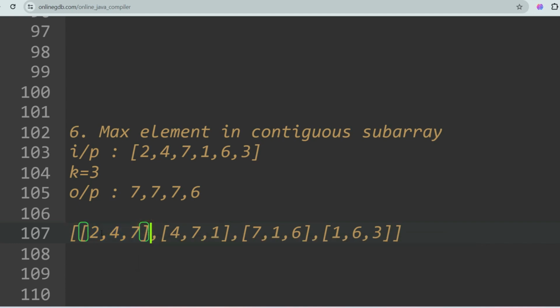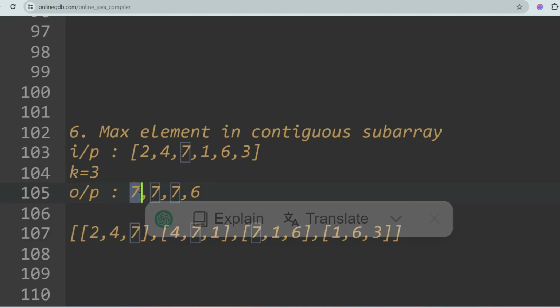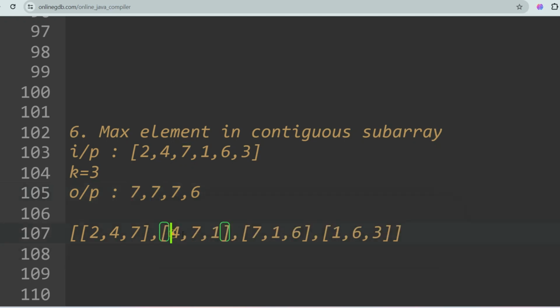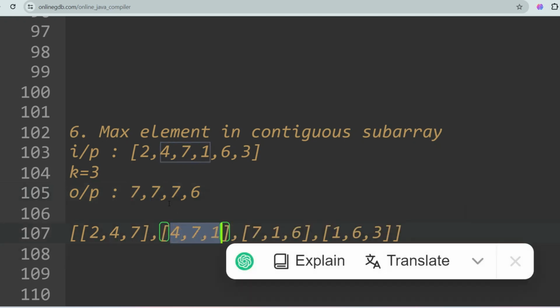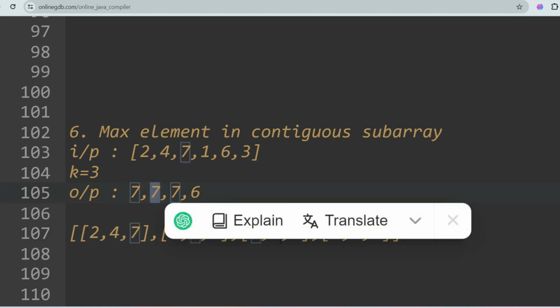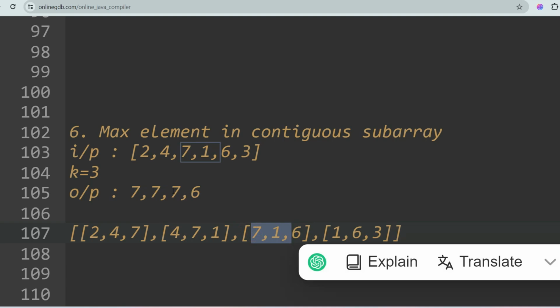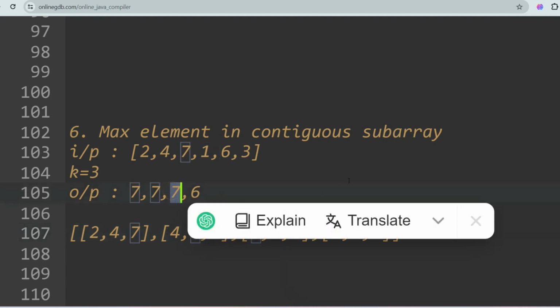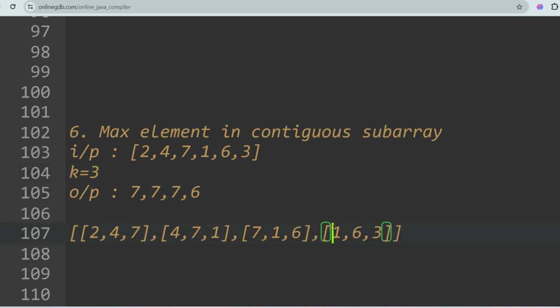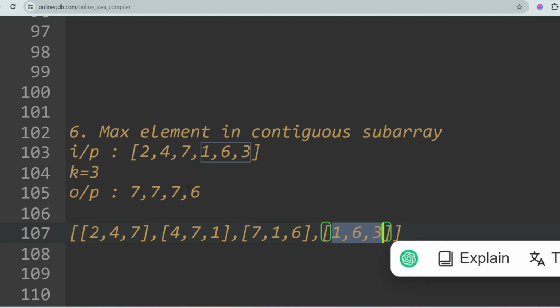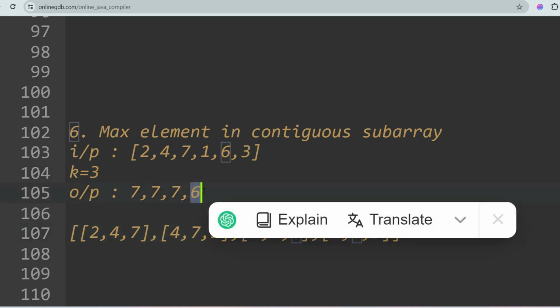So in this subarray 2 4 7, the maximum value is 7. That's why this is printed. Then the second subarray has 7 as the largest value, so this is printed. Then from the third subarray, 7 is also the maximum value, so 7 is printed. Then from the fourth subarray, 6 is largest, that's why 6 is printed, right? So this way you have to print the maximum element from the contiguous subarrays, right?